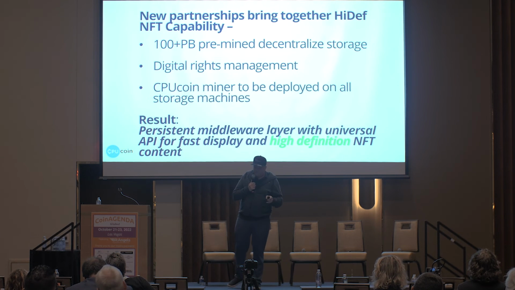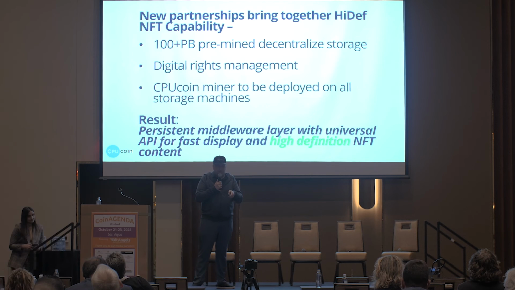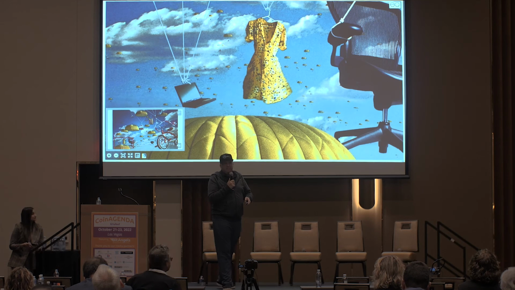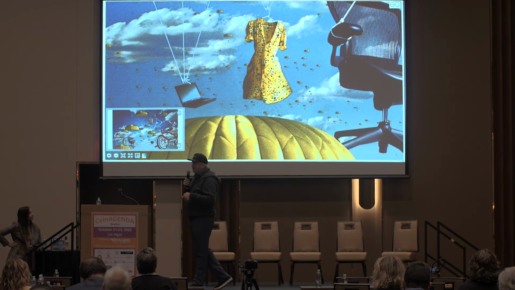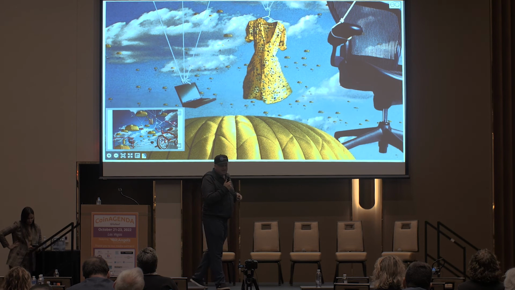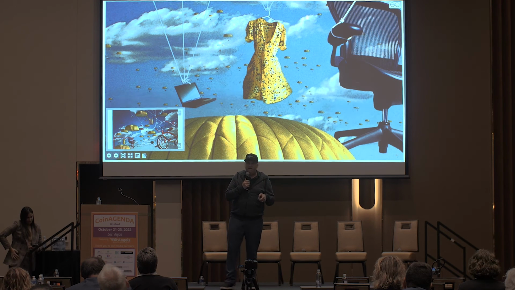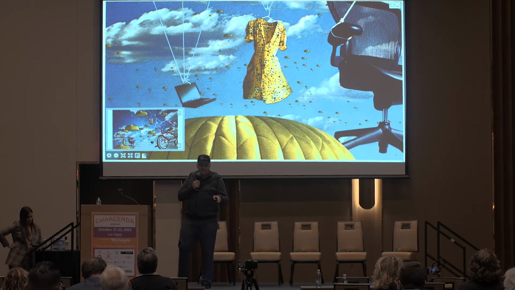to be deployed on all the machines, providing you a persistent middleware layer with universal API for fast display and high definition NFT content. And I'm running out of time, but I just want to show you this on the screen. Basically, what that means is you can put in not 3,000 by 3,000 JPEGs, but very large files, and the proxy middleware layer, which is an encrypted cache, can display that content on demand in a fraction of a millisecond. There's all kinds of different applications for this.